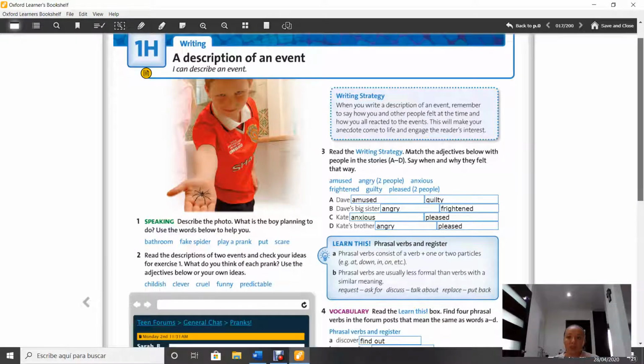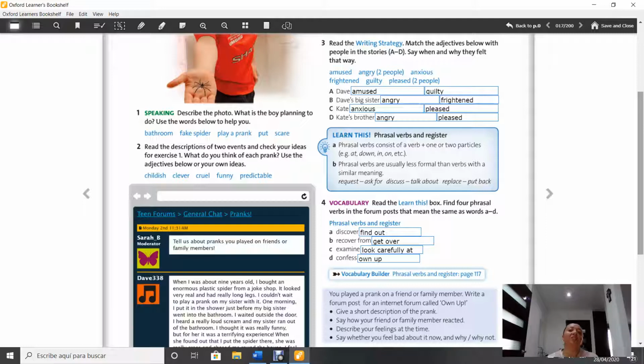Okay, so as you can see, we're still studying our adjectives to describe feelings. Do you remember that in the last class I told you something about phrasal verbs, right? I explained that a phrasal verb is formed with a verb plus a preposition. So let's check some examples of phrasal verbs here in the text. It says phrasal verbs consist of a verb plus one of two participles, for example, down, in, on, etc. We can call them prepositions if you want.